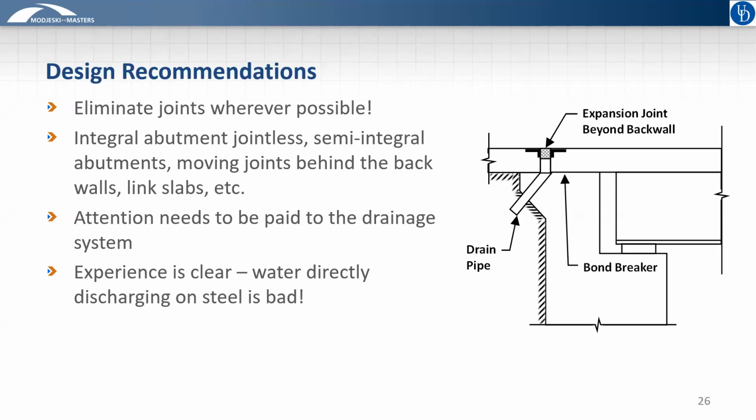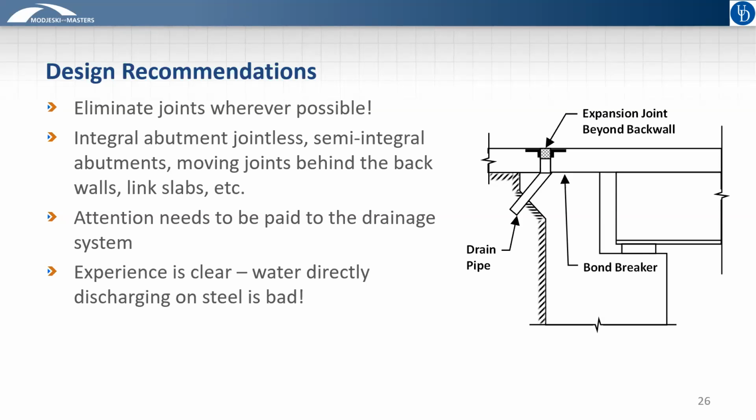So if there's nothing else you remember from this portion of the presentation, it should be this: eliminate joints wherever possible. Its experience is quite clear. Anytime you have water directly discharging onto steel, you have poor performance, whether that steel is painted or uncoated weathering steel. So the use of integral abutment bridges, other types of jointless bridges, semi-integral abutments, moving the joints behind the back walls, using link slabs, anything you can do there to eliminate joints is really the best thing you can do in terms of extending the lifespan of any kind of bridge, but in particular for uncoated weathering steel.